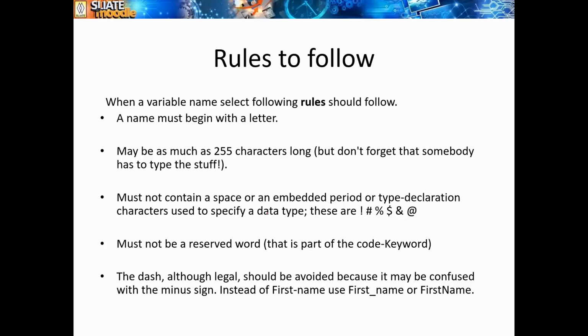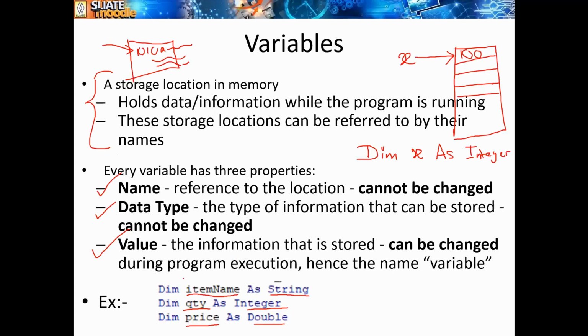Okay, a variable name must not contain a space, an embedded period, or type declarations, right? So there are certain things that we can't use for variable names. They must not be reserved words. That means there are certain keywords. For example, Dim. We have just learned about Dim. You can't use Dim as a variable name, right?